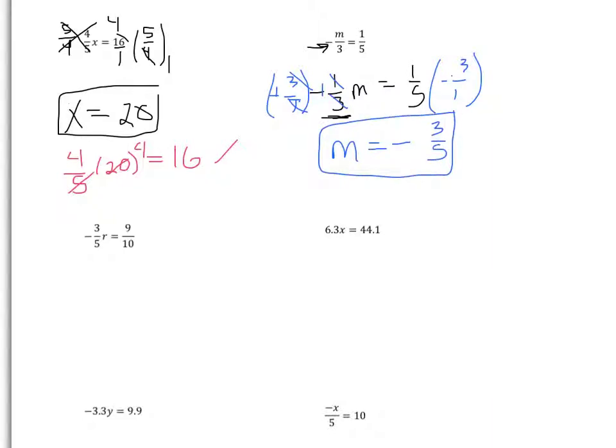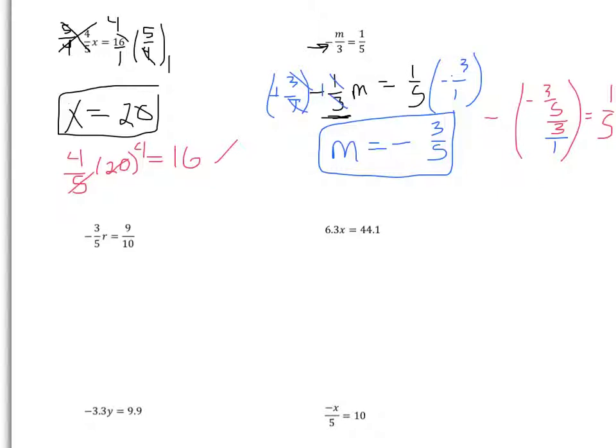Now, checking this, we plug this back into the original equation. Plugging that in, negative 3/5 divided by 3 equals 1/5. Now, when we're going through this, we want to think about the order of operations. We have negative 3/5 divided by 3. That 3 I'm going to call a 3 over 1, because it is. We can write any number over 1.